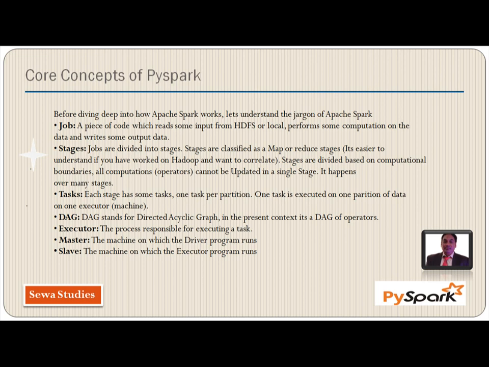Stages are divided by computational boundaries. Operations can be limited to a single stage, or it can happen over many stages. Next, task. Each stage has some tasks. One task per partition: one task executes on one partition of data on one executor machine.